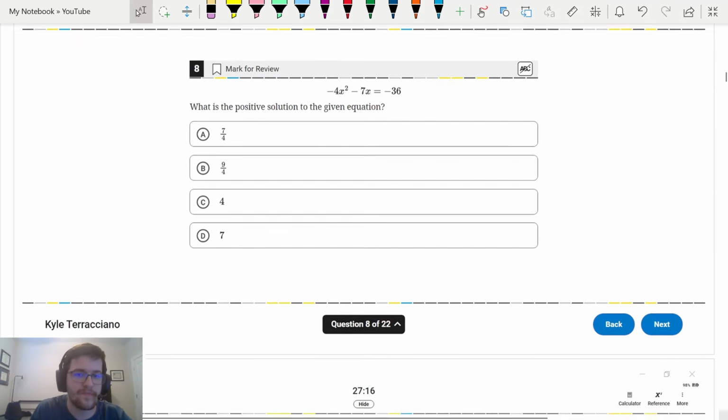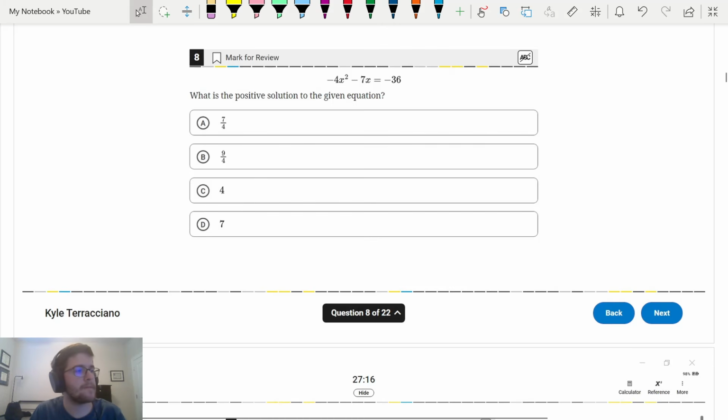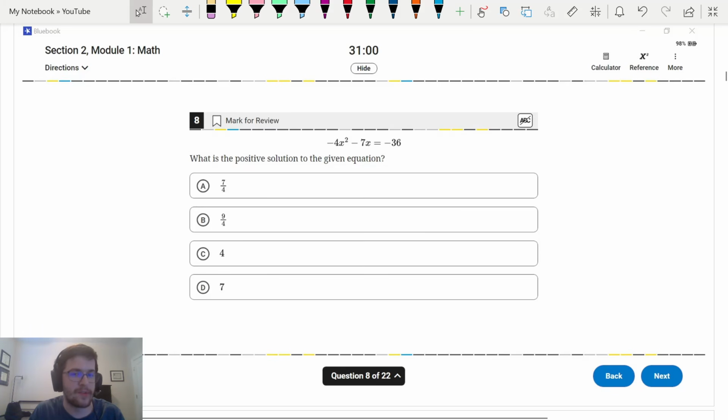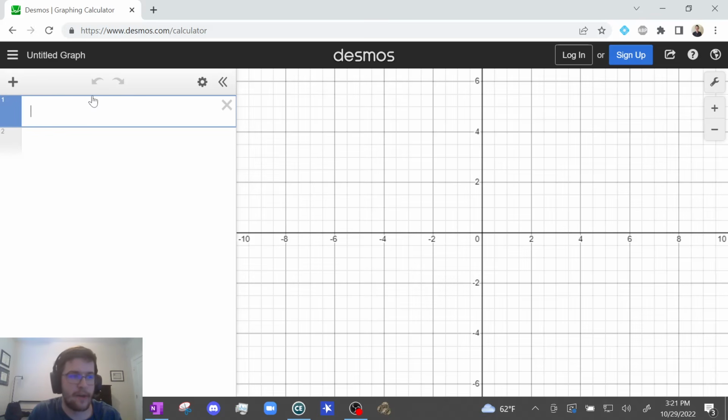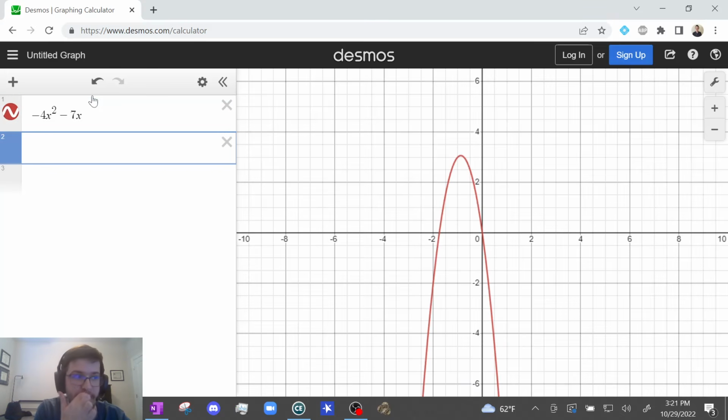All right, let's look at 8. So there's a lot of ways to do this one. First of all, I want to point out we can do this straight on Desmos. You can solve any equation on Desmos, okay, just by typing in the left side and then typing in the right side and seeing where they intersect. And I highly recommend you bring a mouse to the test. I'll show you why in a minute. So I'm going to do this one just literally without knowing anything. So negative 4x squared minus 7x. Okay, that's the left side of the equation. And then the right side is negative 36.